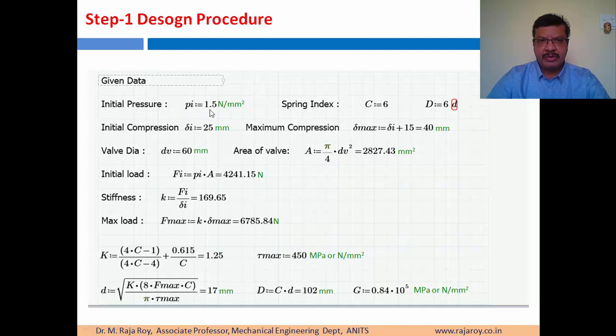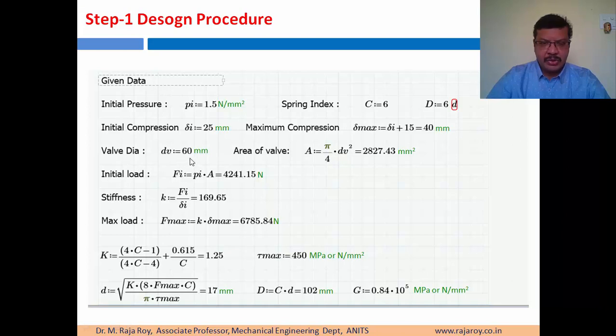Initial pressure Pi equal to 1.5 Newton per mm square. Spring index C equal to 6, that is the ratio of coil diameter by wire diameter. From this we can get the coil diameter capital D equal to 6 into the wire diameter of the spring. Initial compression delta i equal to 25 mm. Maximum compression is initial compression plus lift of the spring, that is delta i 25 plus lift of the spring 15, so total compression will be 40 mm.